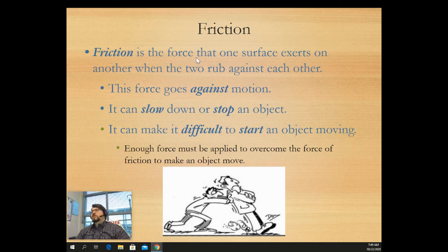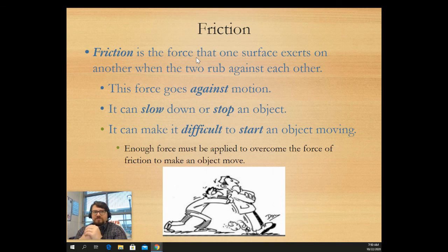So, friction is the force that one surface exerts on another when two rub together. This force goes against motion. So, if motion's going one way, friction is going the other way. All right, it can slow things down or just stop it entirely. It makes it difficult to start objects moving.